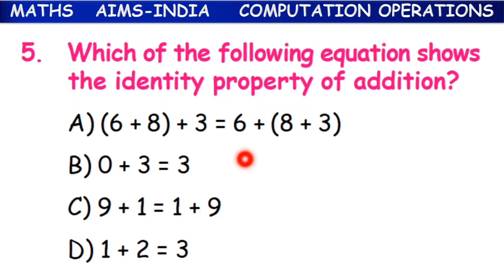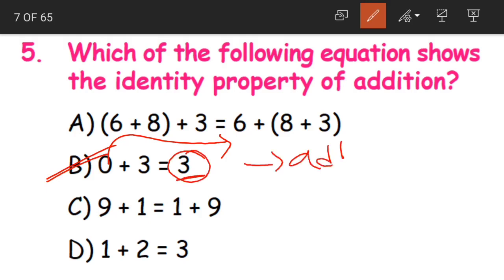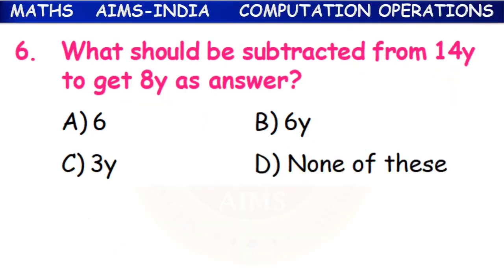Moving to question number 5. Which of the following equation shows the identity property of addition? What is that children? Which one? Option B, 0 plus 3 is equal to 3. So whenever we add 0 to a number, the answer will be the number itself. There will be no change in the answer. So this is called as what? This is called the additive identity or else the identity property of addition. Clear?